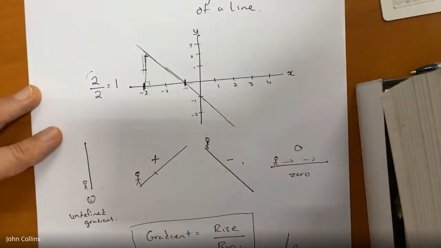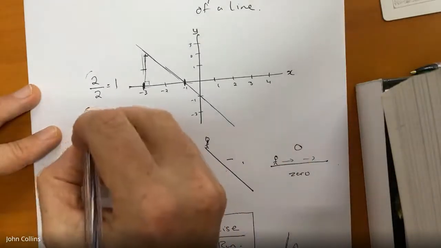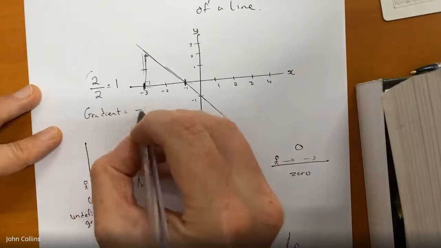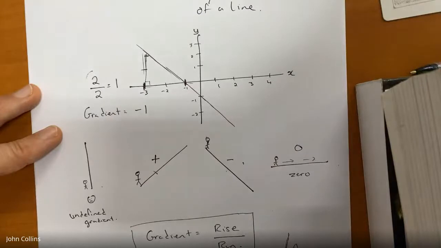But that's not the slope. I've left out something very crucial. This is downhill. So the gradient of this line, or slope of this line, is minus 1. It goes downhill. Minus 1.